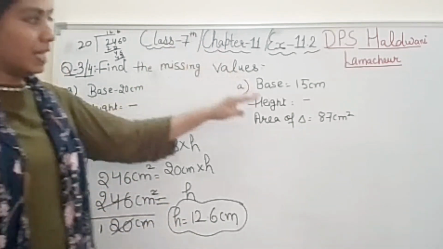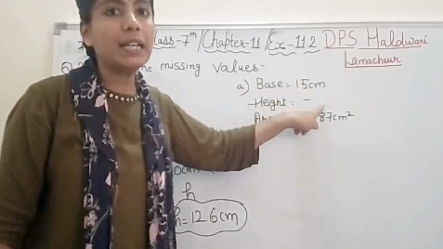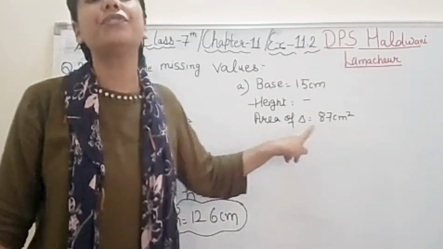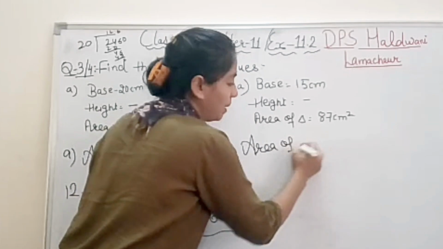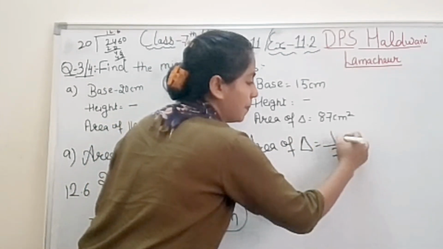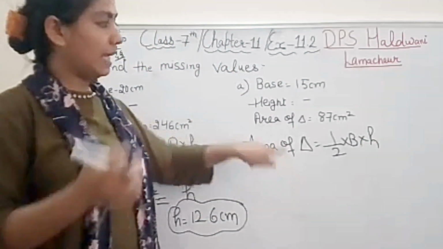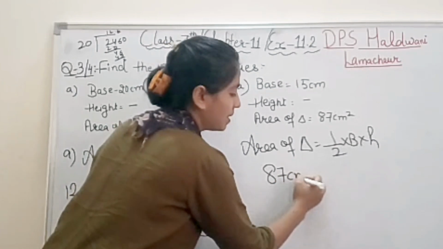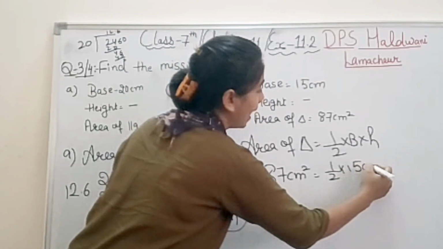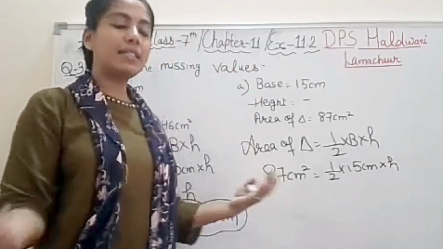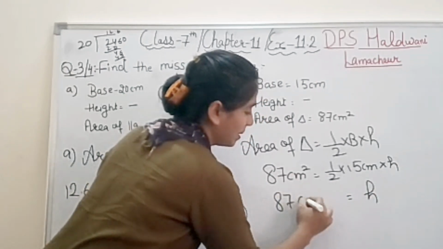At the same time, question number 4, A part: base is given to you, height is missing. Now here it is asking the area of a triangle. So very simple, students, with the help of the formula, area of triangle is half base into height. Next step, put the values into the formula. Area of triangle 87 centimeter square, half, base 15 centimeter, and height we don't know. So height will remain here only. Here is 87 centimeter square.